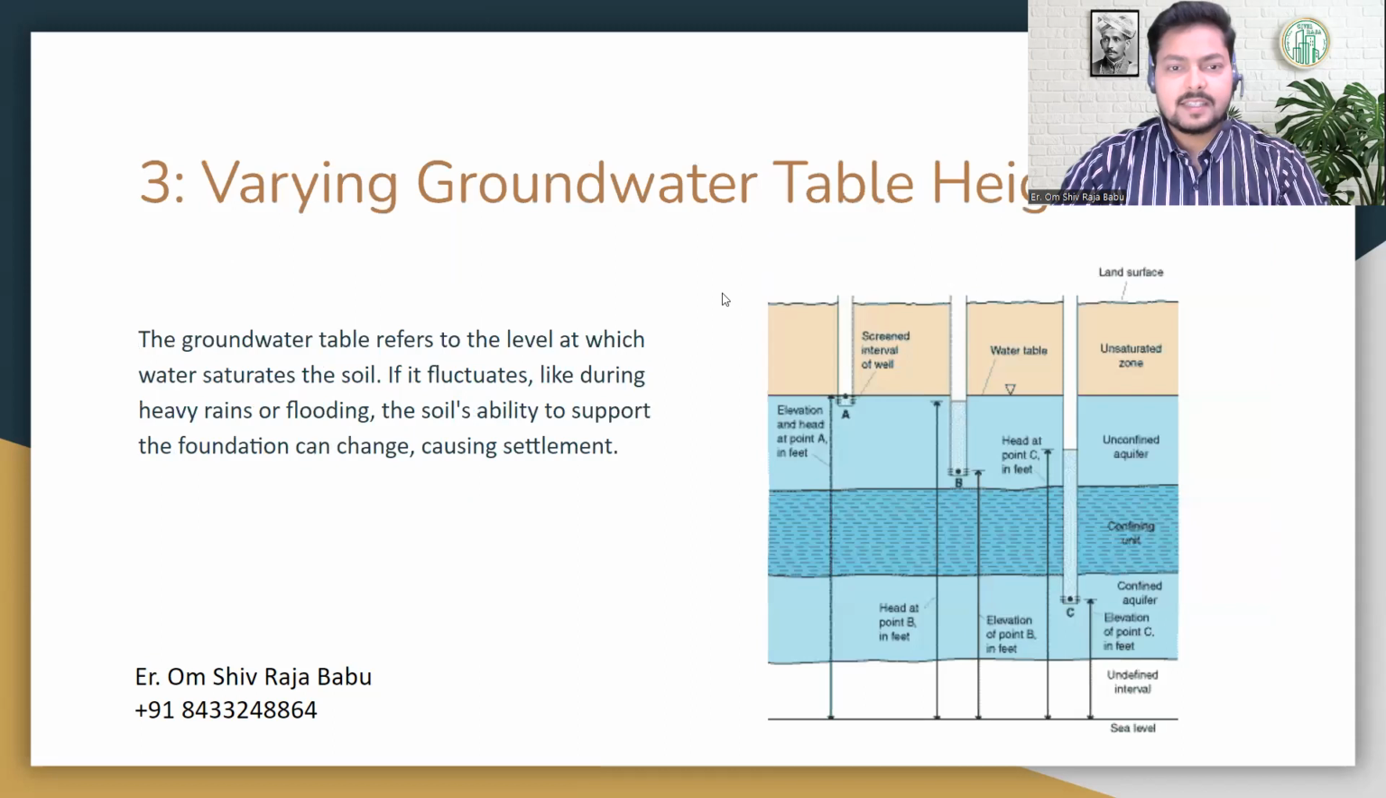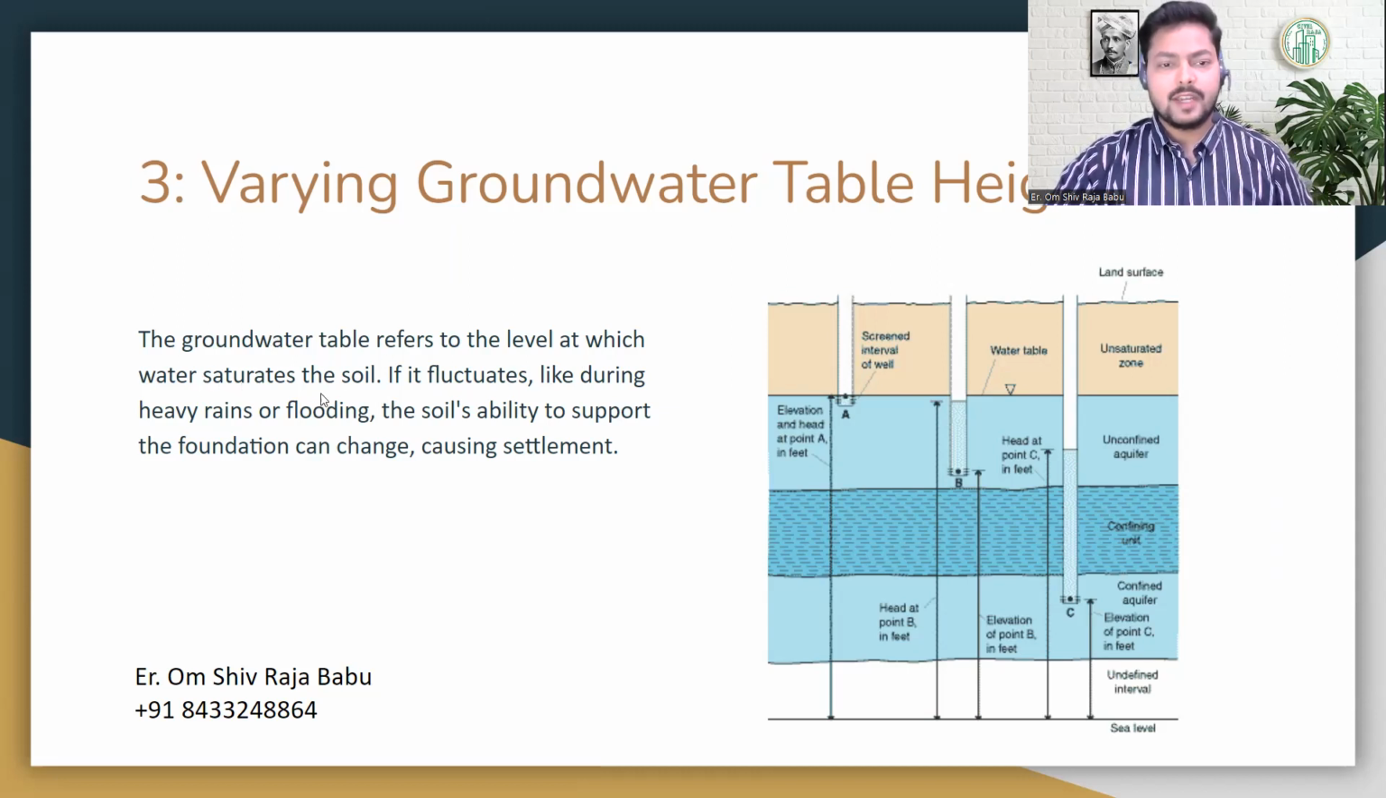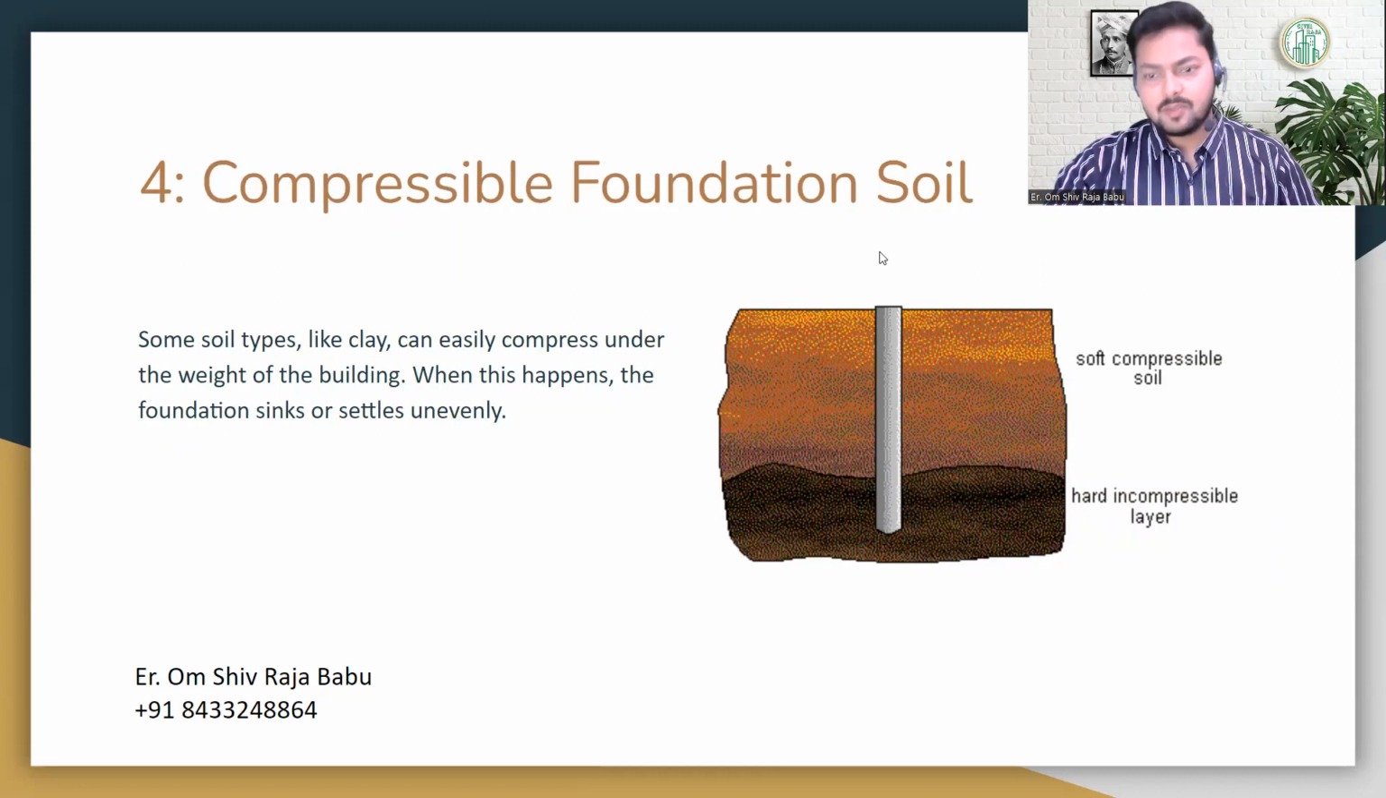Now, next is the varying groundwater table height. We can purchase a land where the groundwater table is varying, and the question is, what is the groundwater table? The groundwater table refers to the level at which water saturates the soil. If it fluctuates, like during heavy rains or flooding, the soil's ability to support the foundation can change, causing settlement. The next is compressible foundation soil.